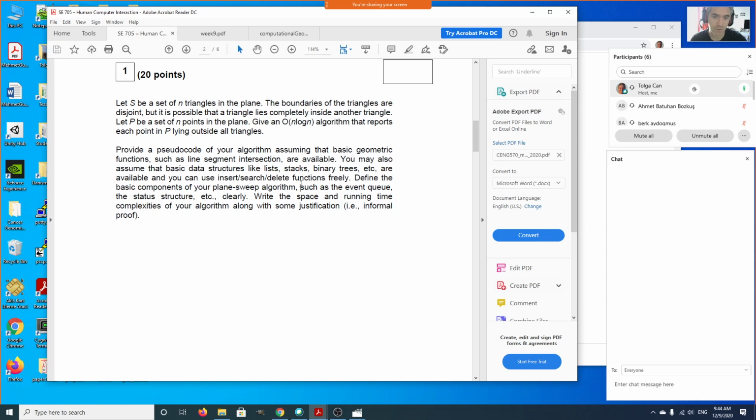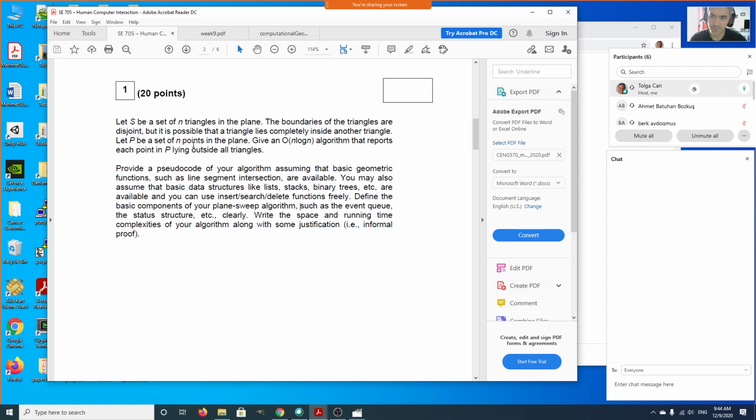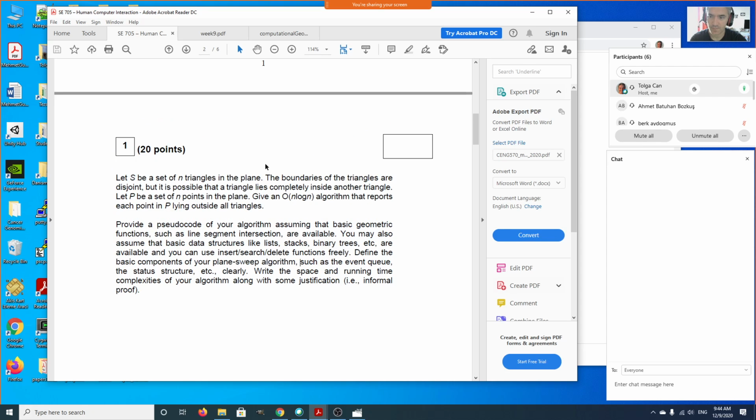But I'm going to go over the plane sweep solution for this. There are a couple of critical points. I'm going to talk about those. And then I'm going to proceed to the other questions, and I can take your questions as well. And this was one of the questions that many of you lost some points.